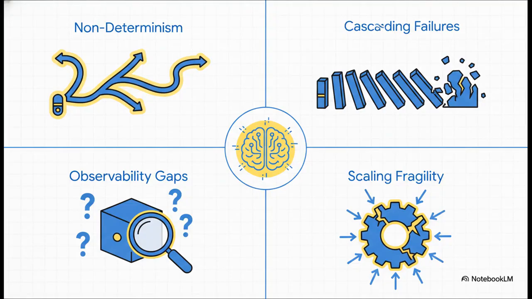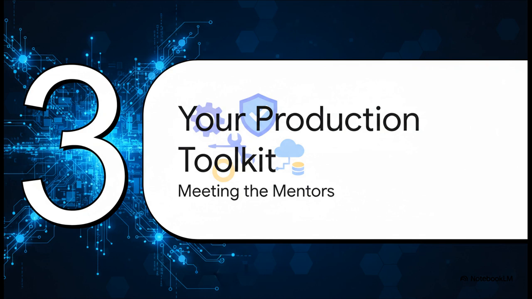And these aren't just minor bugs. They're fundamental challenges. Non-determinism just means the agent might give you a different answer to the same question every time. This makes it super unpredictable. Then you've got cascading failures, where one small mistake can spiral and send the agent way off course. With observability gaps, you're basically flying blind trying to figure out what went wrong. And of course, scaling fragility means it might work fine for one user, but it just falls apart under heavy load. To tackle these, you really have to shift your mindset from being a model builder to being a systems engineer.